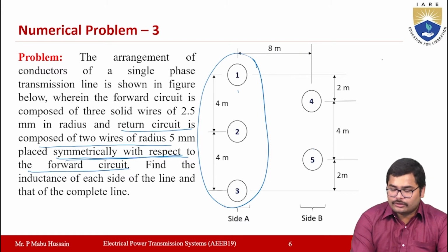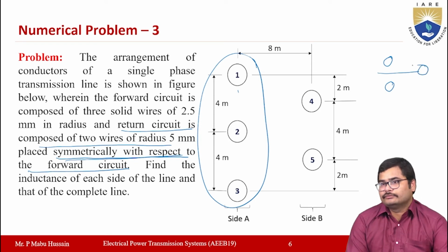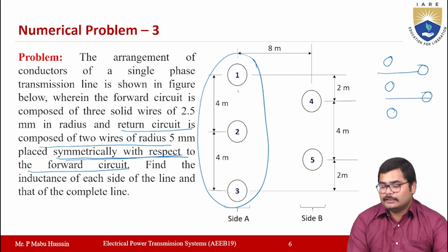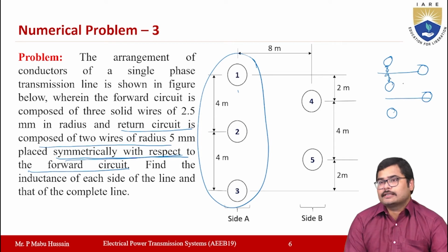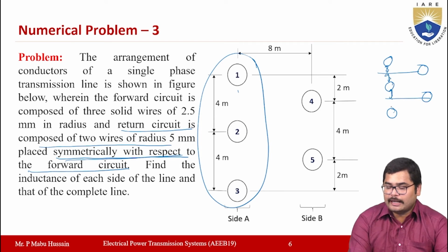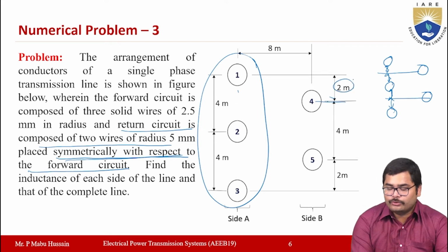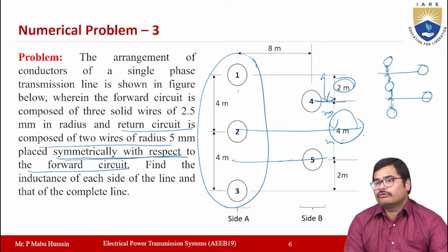So the two conductors in the return circuit are placed in a symmetrical manner. If your conductors are like this, in the middle you are having another conductor. So the distance from here to here and from here to here will be the same. Similarly, here to here and here to here will be the same. That distance is given here as 2 meters. The similar way, the other side you will get the same. So 4 to 5 you are getting a total of 4 meters.